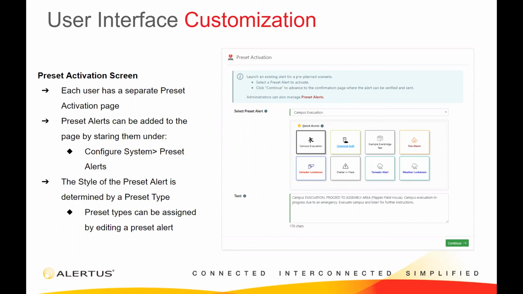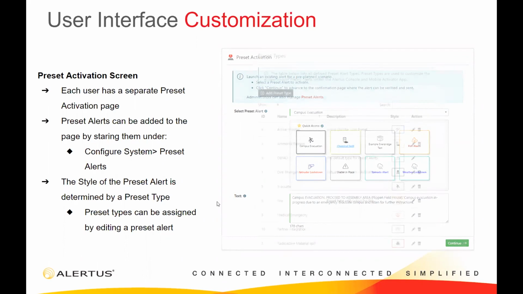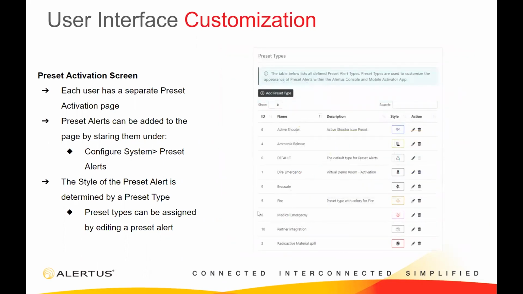So visually distinct appearances for alerts are called preset types. You can see them right here on the user interface. These are our preset types. They are created on the Configure Preset Alert page. So this is the very bottom of that page. Once created, they can be assigned to preset alerts. This is done by assigning them to the preset type at the Edit Preset Alert page.